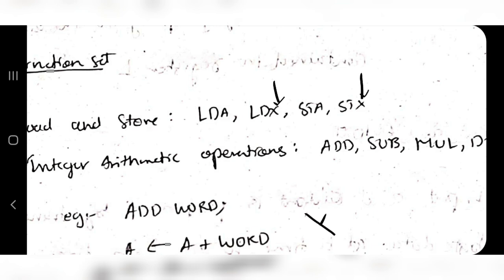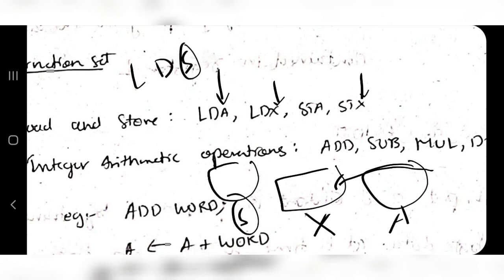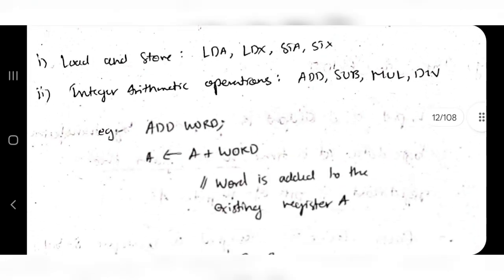Now what about X here? X is nothing but what is stored in the X register. If you write LDX, it will perform the operation on the X register. If you write LDA, it will perform the operation on the A register. If you write LDS, it will perform the operation on the S register as well. That is just for which register you are performing the operation. That is load and store.